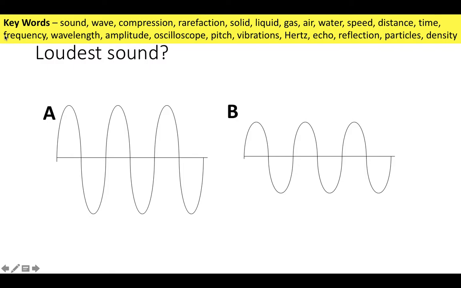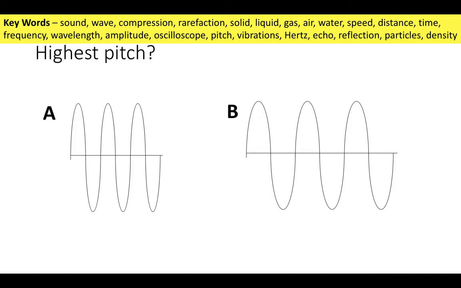So first, let's look at it. It's either A or B. So the loudest sound. I'm going to give you a minute to try to figure it out. Use your notes. Right. The loudest sound is A because it's a taller wave. Okay, and that has to do with amplitude.